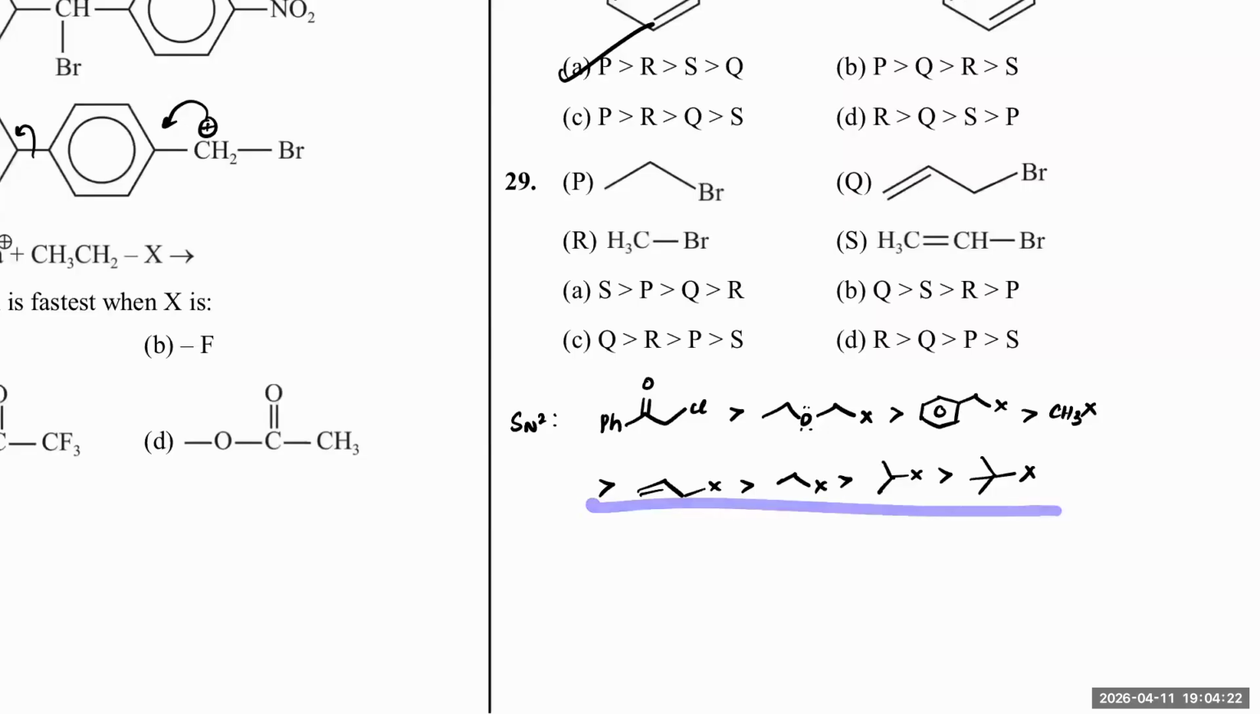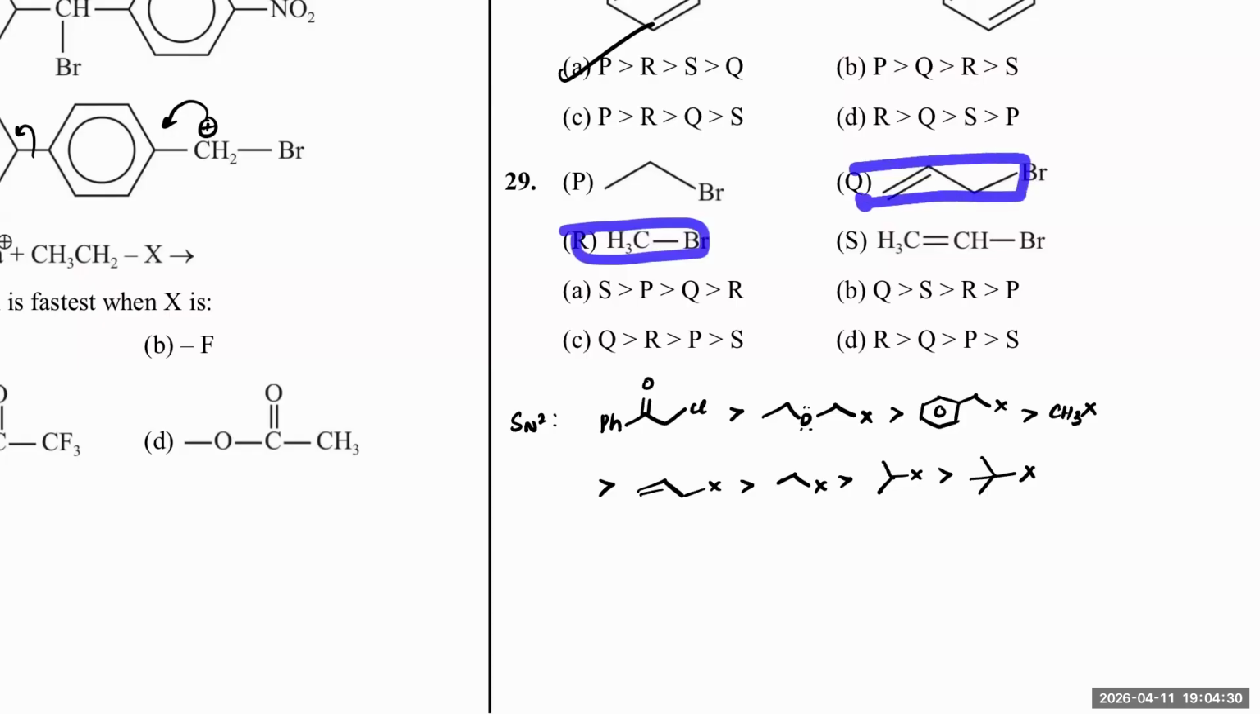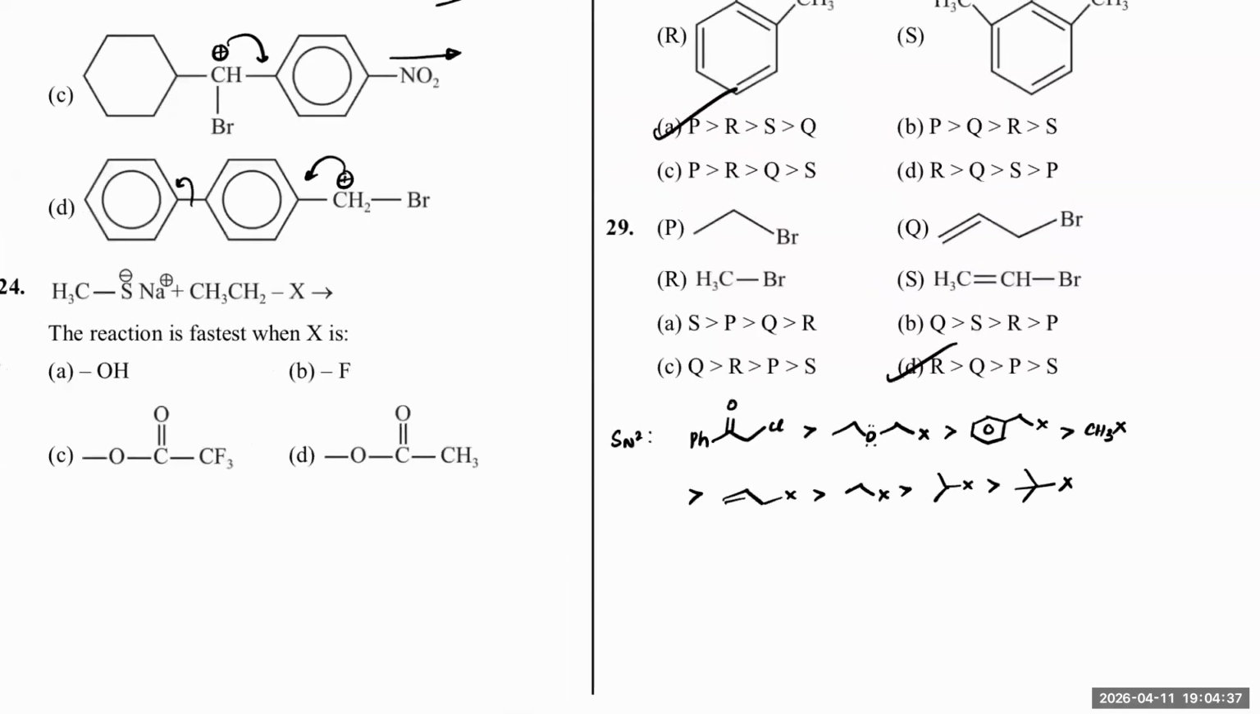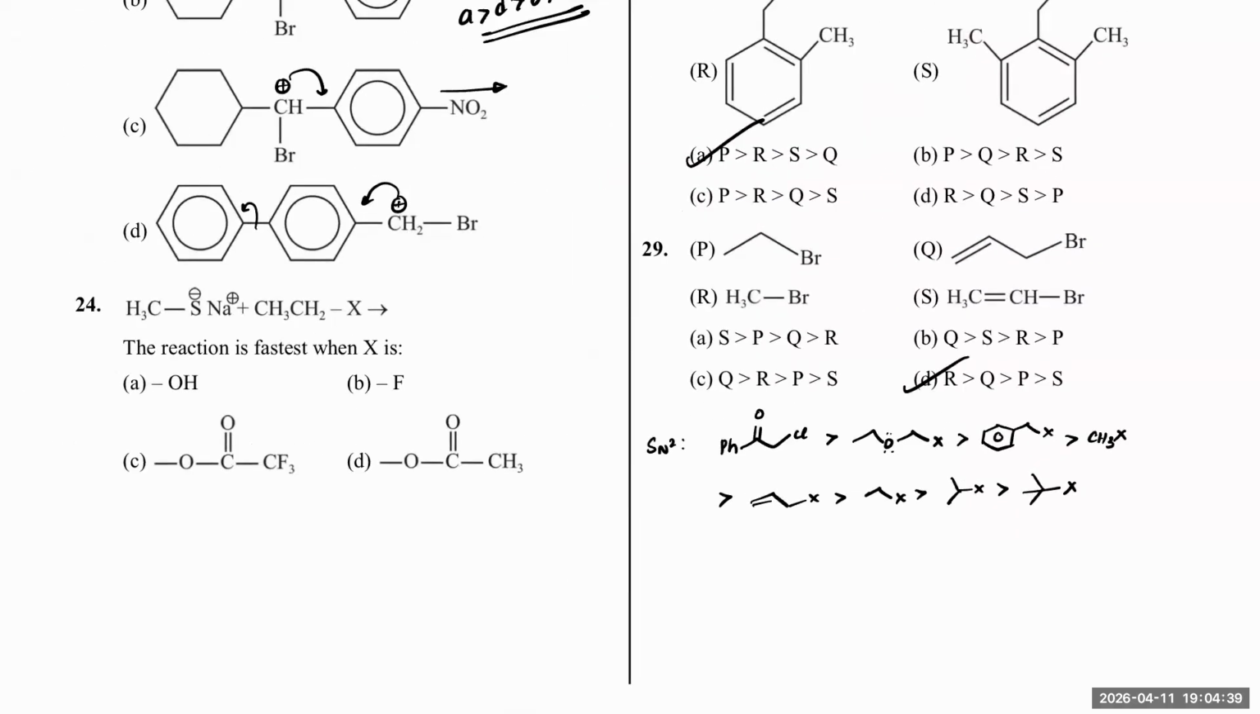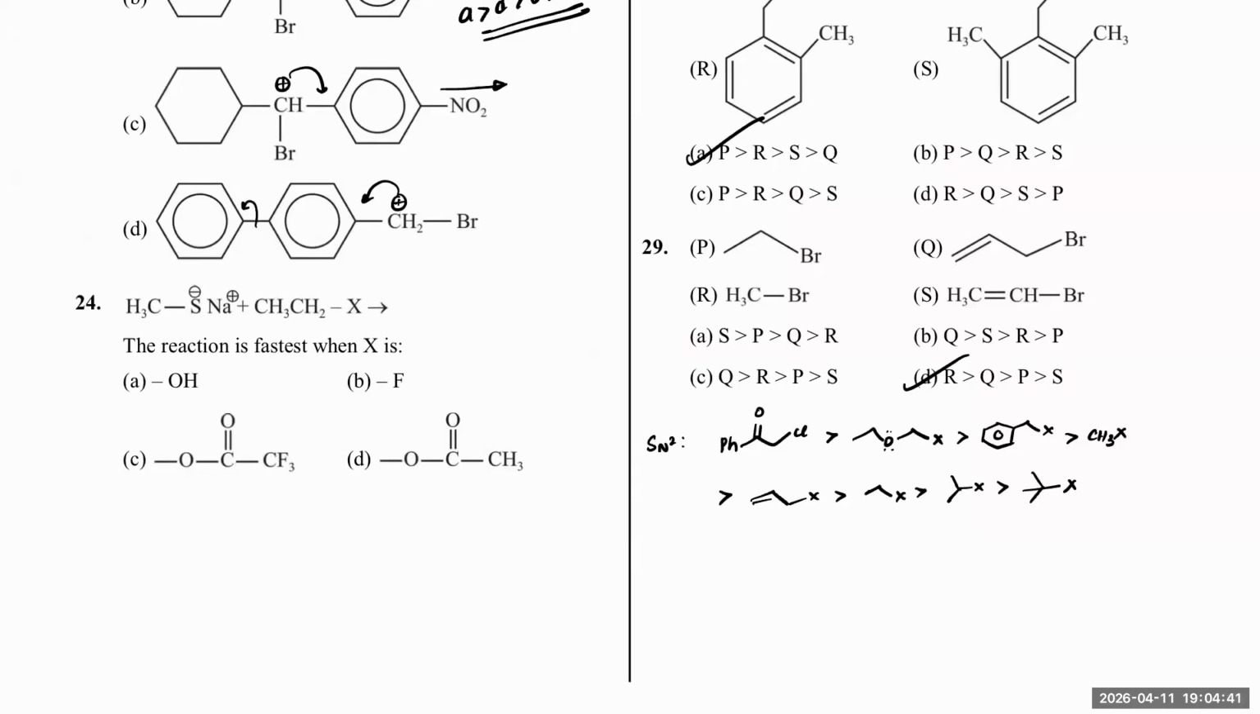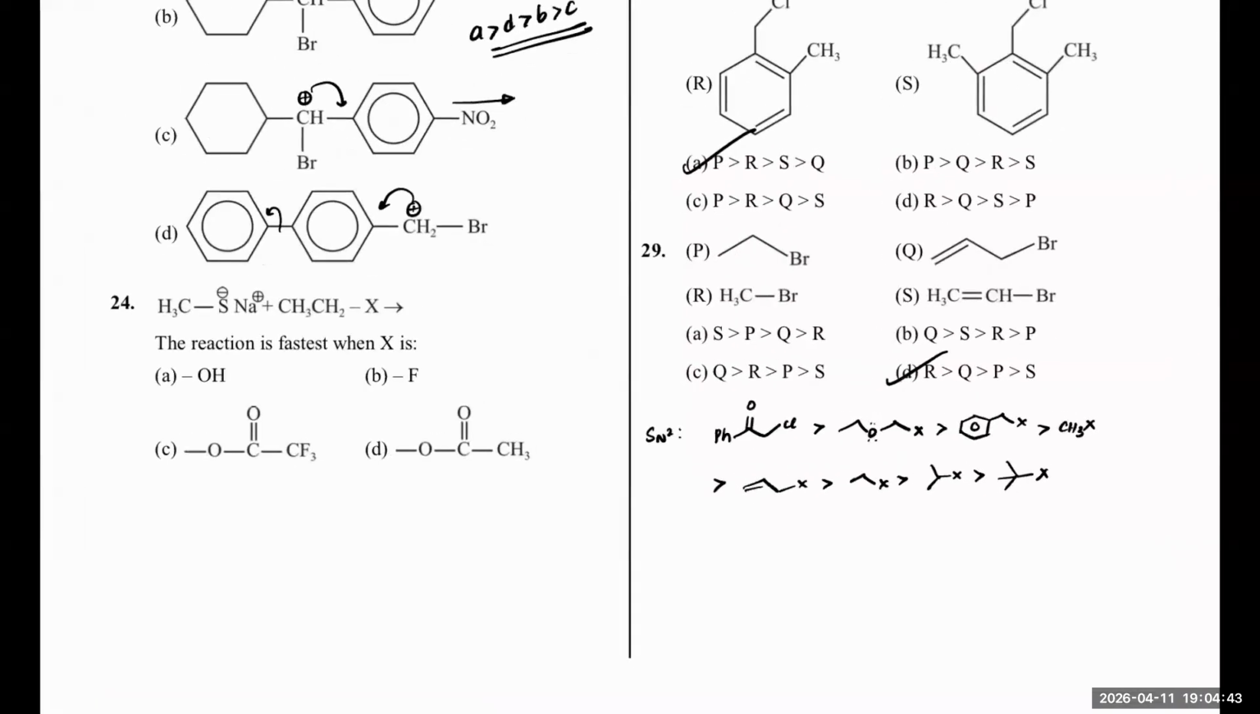Got it? So you can see the worst part is vinyl, definitely. That is not going to impress it at all. So first one is R, then Q, then P, then S. R, Q, P, S. So that is D. Okay. Make sure that you are aware of the SN2 mechanism. All right. Next.